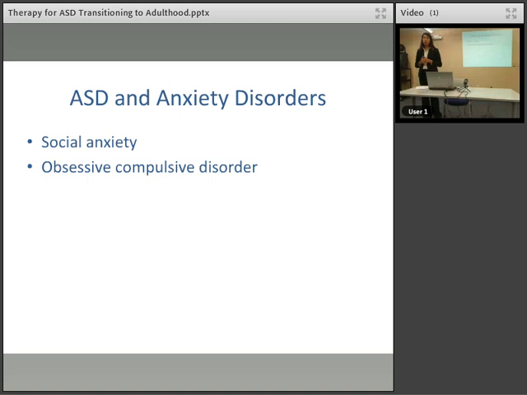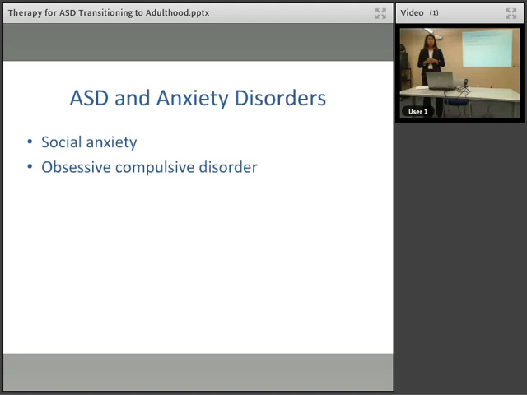Within anxiety disorders, we're looking at social anxiety as the most common. About 29–30% of individuals who have autism spectrum disorders will receive a diagnosis of social anxiety, which is not altogether surprising given the fact that the social area is really one of the most impaired when it comes to autism.